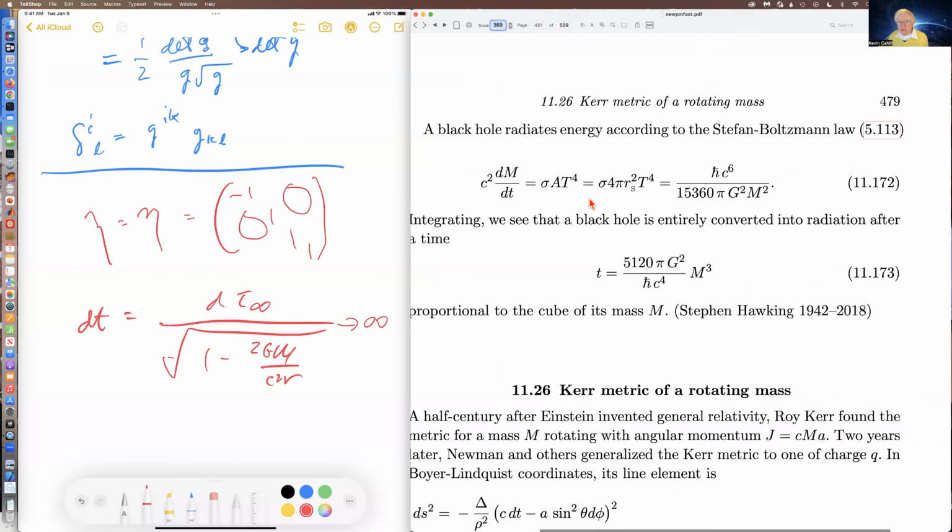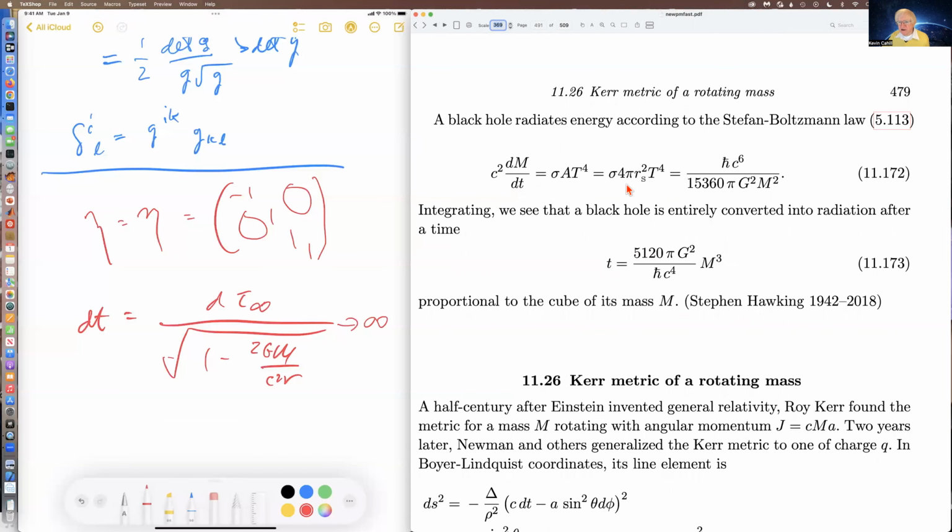The rate of energy radiation is, of course, going to be T to the fourth times the area times the Stefan-Boltzmann constant, or Stefan's constant, and that turns out to be this quantity here. And if you then integrate, you find that the black hole is entirely converted to radiation in this time. So this is what I said was billions of years. It's actually given by this formula, and well, it'll be interesting to know what that is. I haven't done that calculation in a long time.